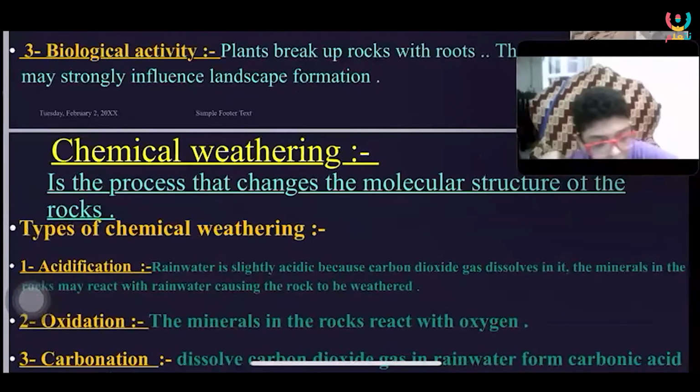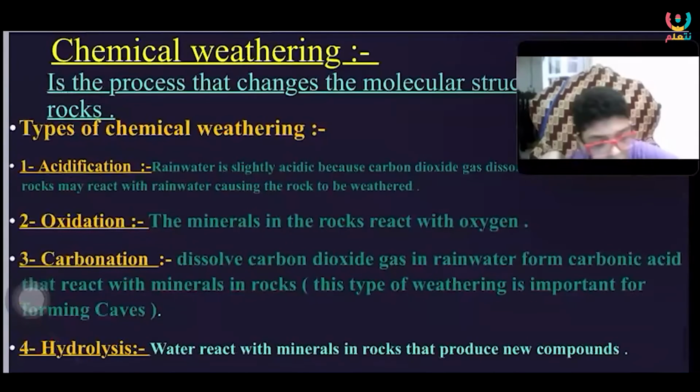Chemical weathering is a process that changes the molecular structure of the rocks. So the rocks will convert from one rock to another because there is a reaction inside it. There are four types. The first one is called acidification. The second one is called oxidation. The third one is called carbonation. The fourth one is called hydrolysis.